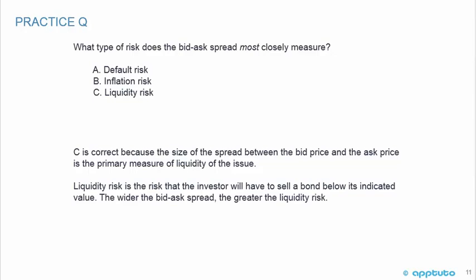So C is correct because the size of the spread between the bid price and the ask price is the primary measure of liquidity of the issue. Liquidity risk is the risk that the investor will have to sell a bond below its indicated value. The wider the bid-ask spread, the greater the liquidity risk.